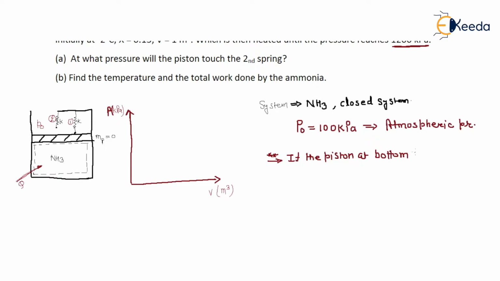This is a hypothetical situation. Why? Because there is an if. It is not necessary that initially it is at bottom, but if the piston is at bottom, this is the condition. So what is the initial volume? Initial volume is 0. And what is the initial pressure? Initial pressure is the atmospheric pressure. P naught is 100 kilopascal.